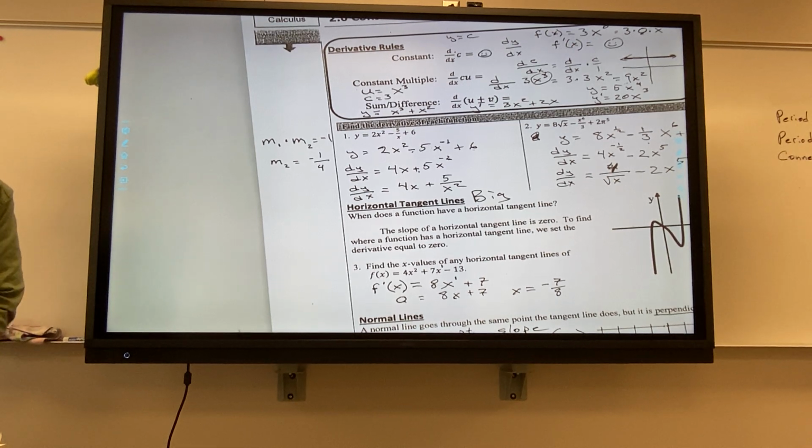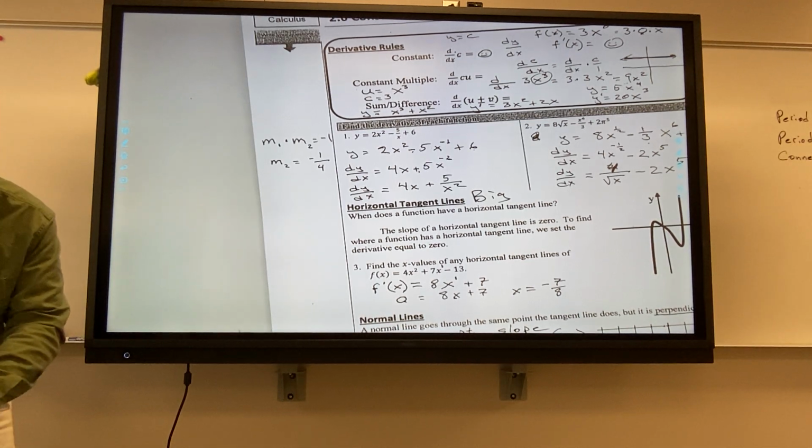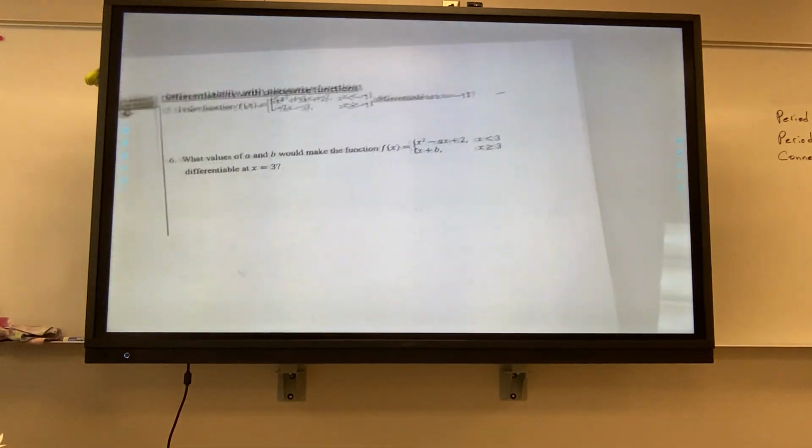All right, let me give you your assignments. Really? I made them the same color? Mr. Cooper, how about the back? Oh. Let's go to the back.